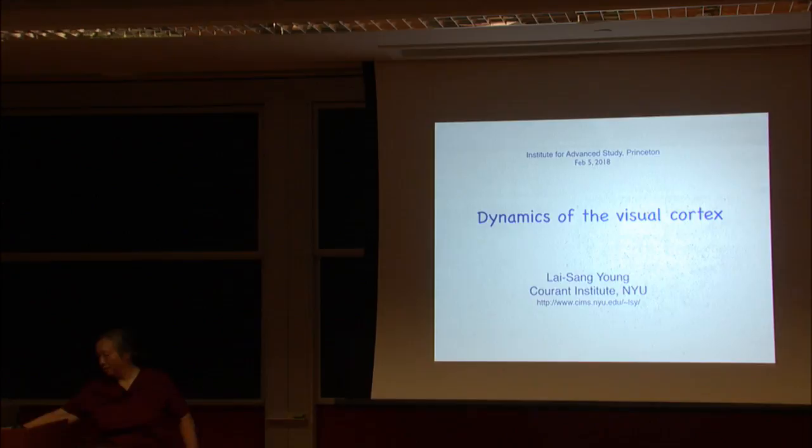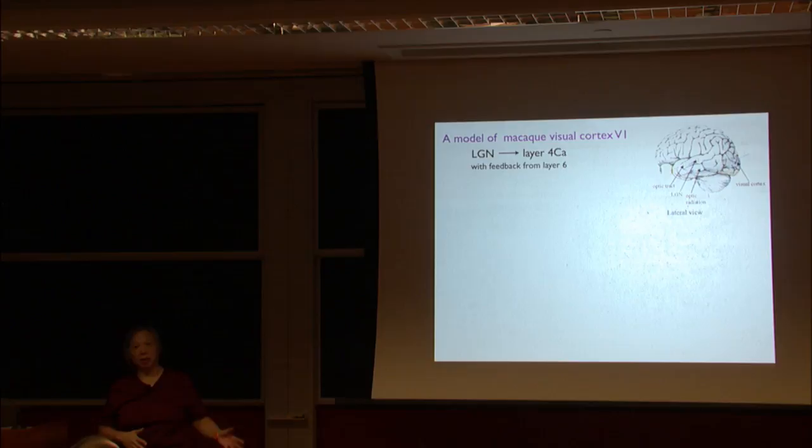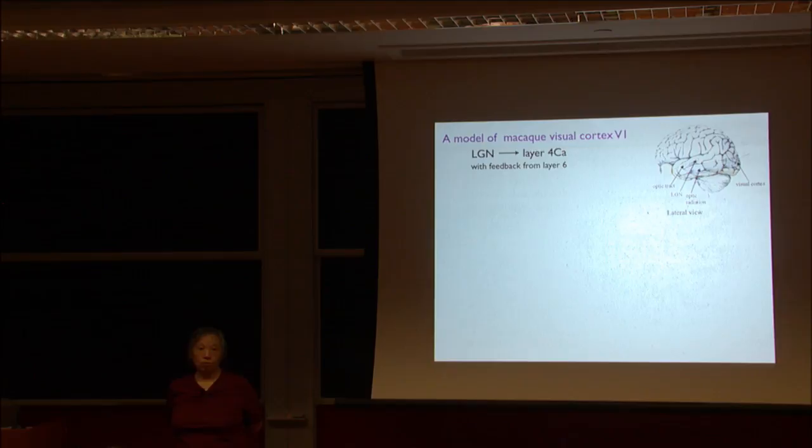I'm going to say right away what this talk is about, but I will give more background information after this. I'm going to be talking about a model of the macaque V1 cortex. Macaque is a monkey whose visual system is very much like ours, so people use that a lot to study the visual system.